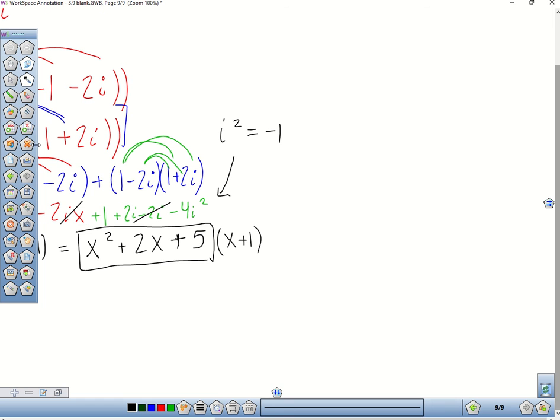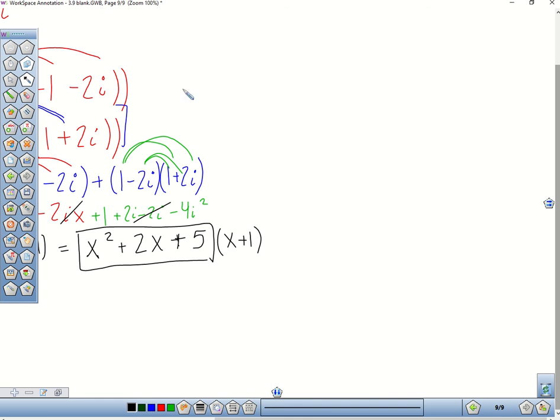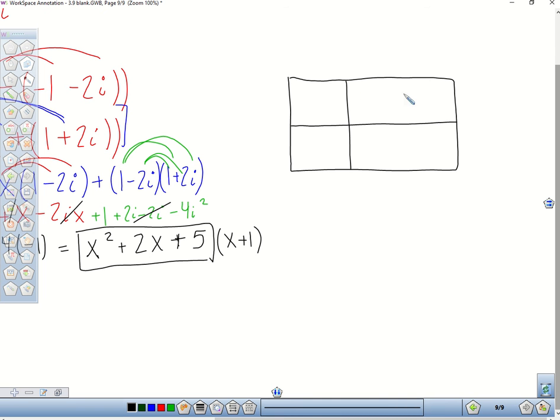So I'm going to use the area model because I find it to be a little easier when I'm dealing with a binomial and a trinomial. So that's going to look like this. I'm going to draw a box which has 6 boxes in it. You guys remember the area model? It looks like this. And I'm going to multiply x plus 1 times x squared plus 2x plus 5. And then you're just going to multiply the corners.